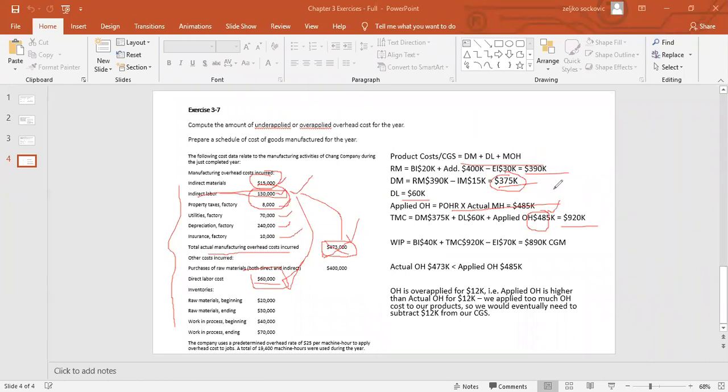Professor, why is that? I don't know, why is it like that? Because they're both overhead anyway, so why is the 130 not part of the 485, even though they're both overhead?